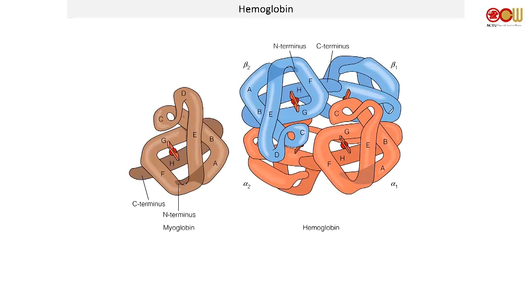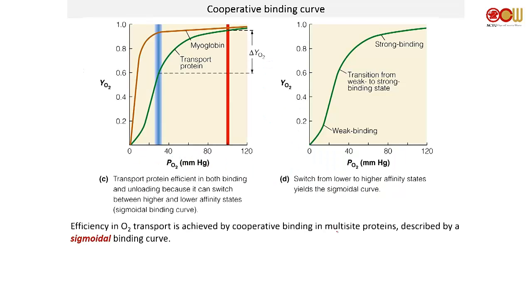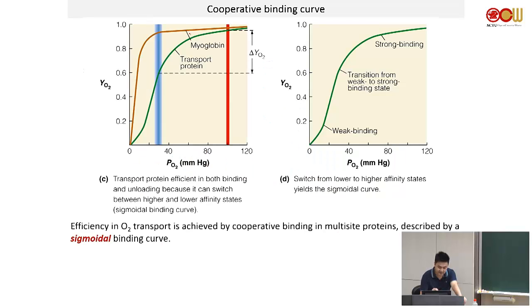So let's come back to our picture. This guy is myoglobin. It's a monomer. Hemoglobin is a heterotetramer, so it's going to be doing a lot more than what myoglobin can do. So let's come back to our O2 binding curve. Again, the top line is myoglobin, and hemoglobin or any other transport protein has to have a lower binding affinity than your myoglobin.